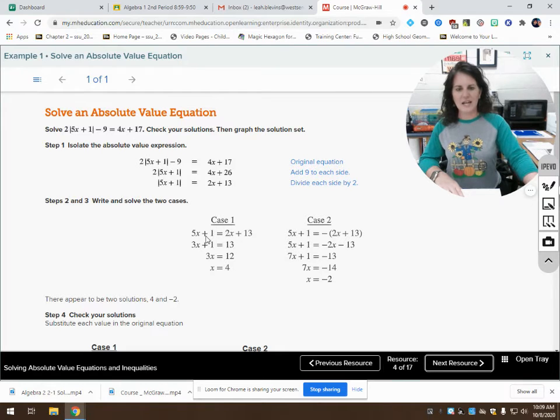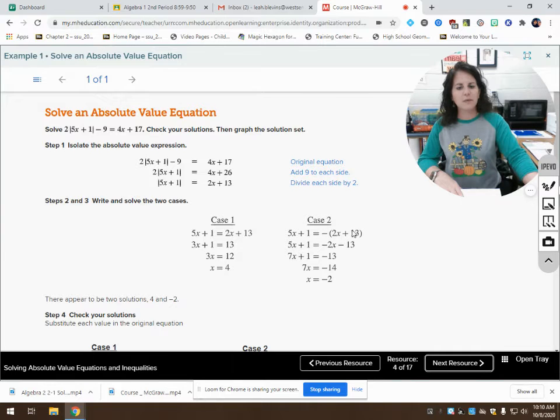We're trying to get our x terms together so that we can isolate the x. So I'm going to subtract 2x from both sides. Subtract 2x from 2x, I get nothing. 5x take away 2x is 3x. So I have 3x plus 1 equals 13. I've got to get rid of this 1. I do that by subtracting 1 from both sides. 13 take away 1 is 12. Now I want to get x all by itself, so divide both sides by 3, and x equals 4.